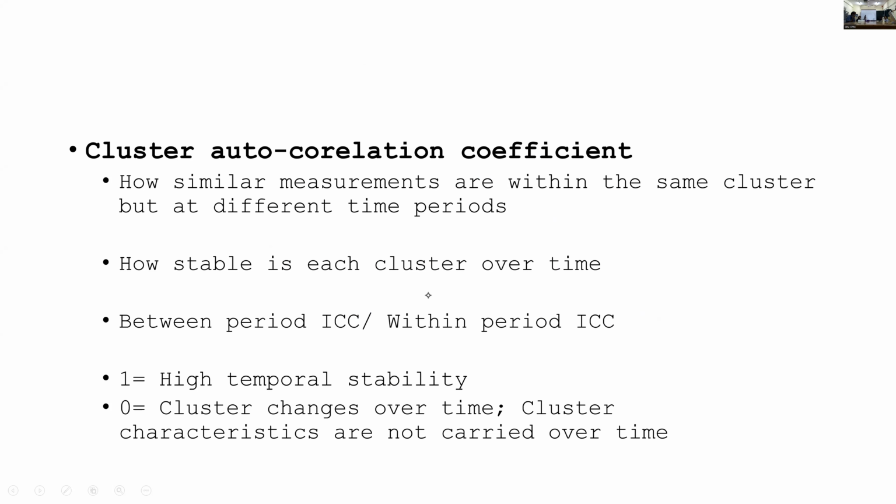For example, if I get admitted in a hospital in March, the same nurses or the doctors might not treat me in September. So if the hospital remains stable between both the periods, it's good. But if your hospital characteristics change during the time, then it is not good for the child. So you measure it by doing the between period intra-cluster correlation coefficient divided by the within period ICC. 1 means it has a high temporal stability. So when we design studies, we must always try to get this coefficient to be closer to 1.